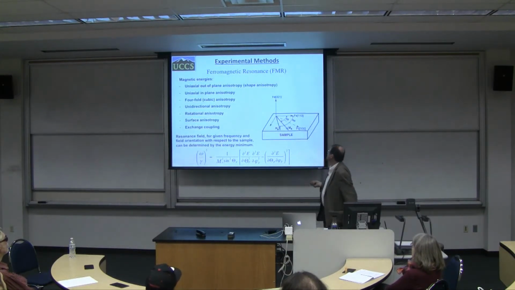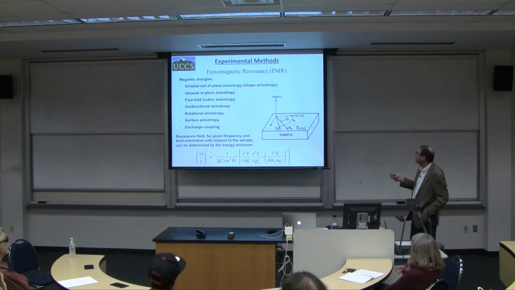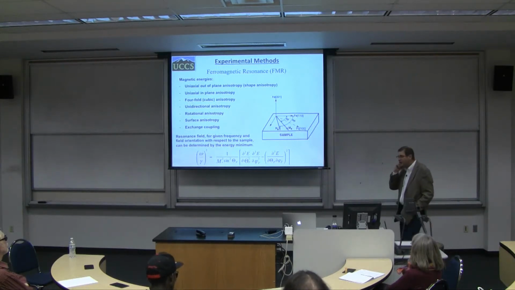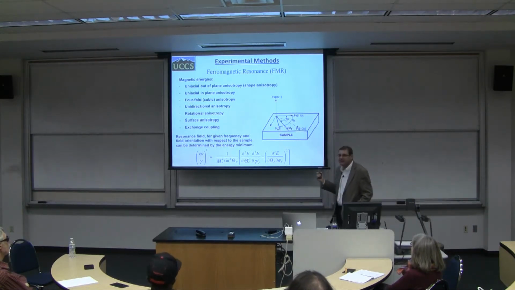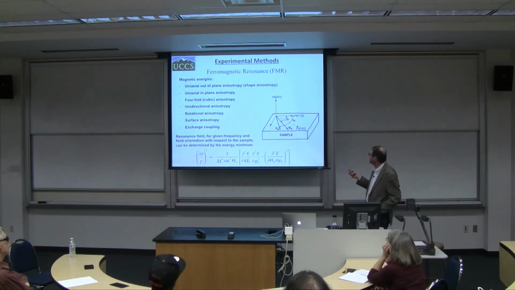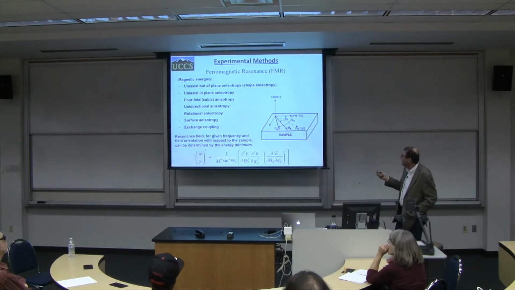Let me only tell you what kind of anisotropies we can measure. We can measure uniaxial out-of-plane anisotropy, shape anisotropy, which you probably have heard of, maybe not with the magnetic system, but definitely with the dielectric system or ferroelectric system. There is uniaxial in-plane anisotropy, fourfold cubic, many of them.